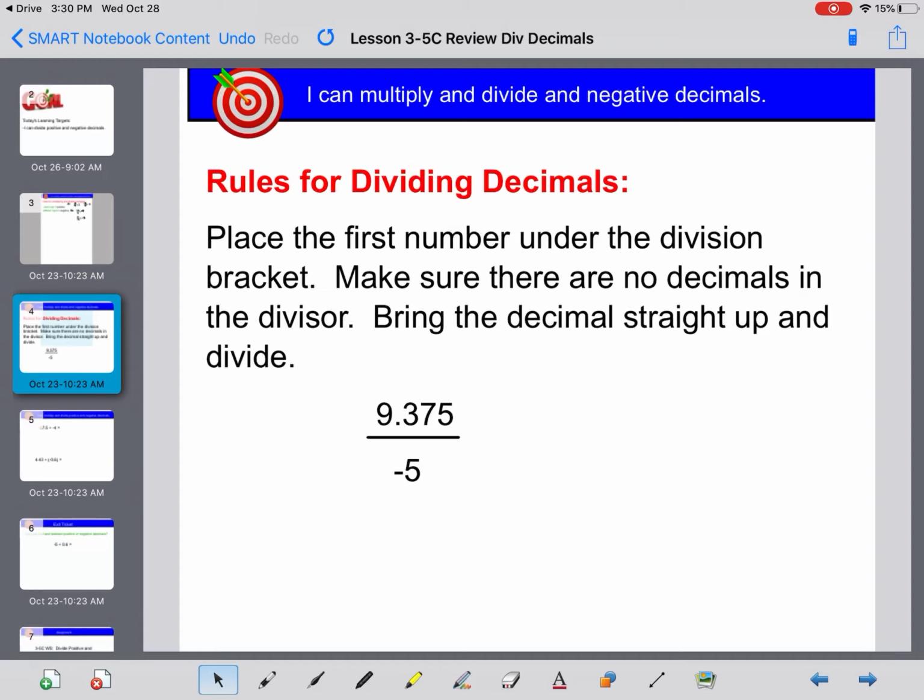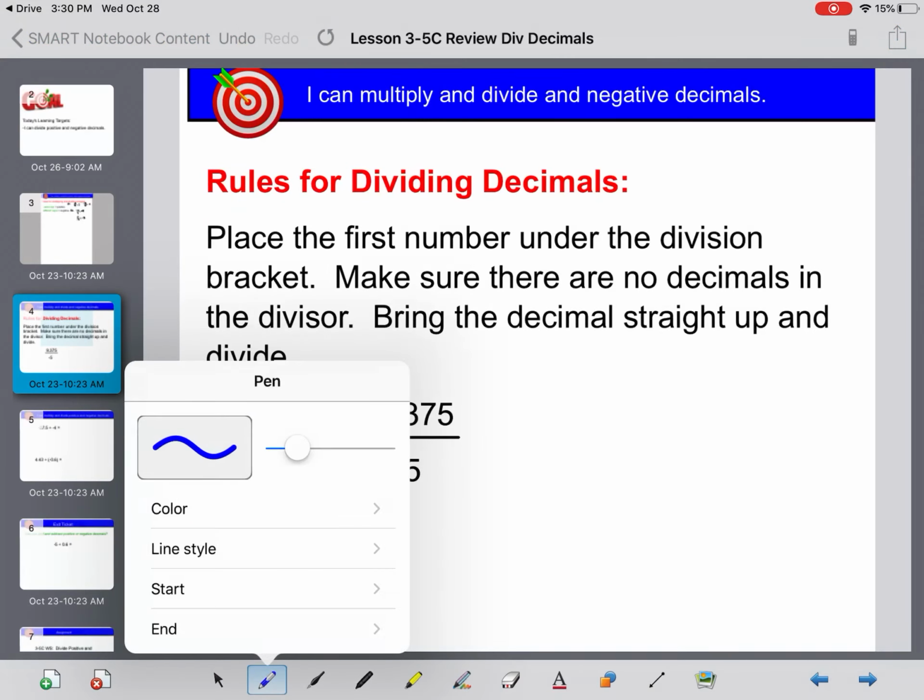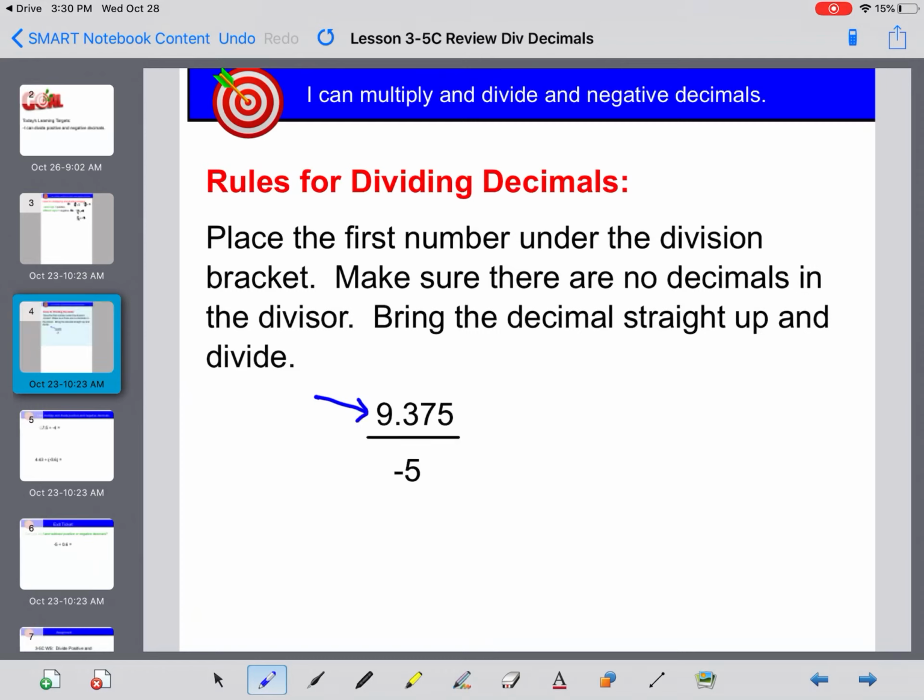The second thing we need to do is review the rules that you learned in 6th grade for dividing decimals. The first thing you need to know is that the top number is the number that goes under the division bracket. If you need to write this down, do that. There's no shame in that. Nobody else is going to be looking at your notes, just you. And then this number is the outside number, or the divisor.